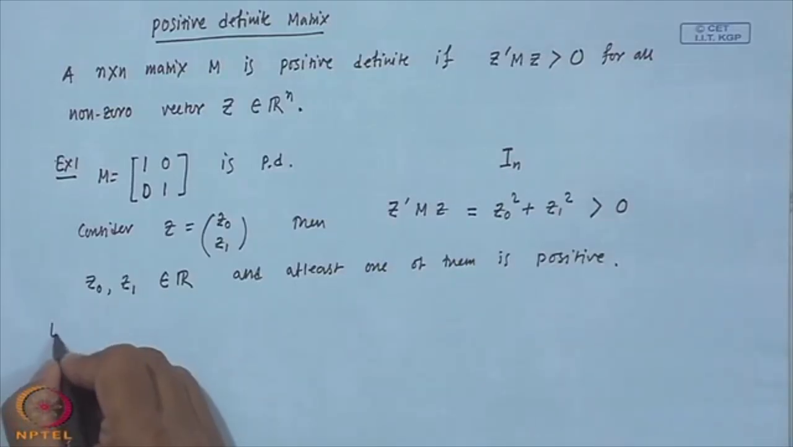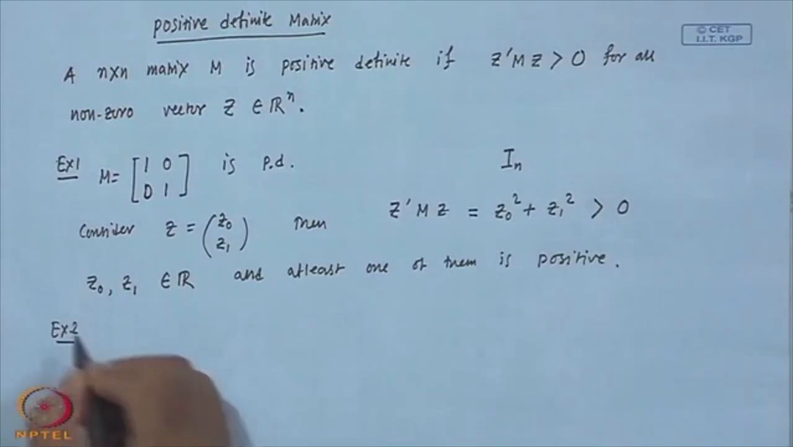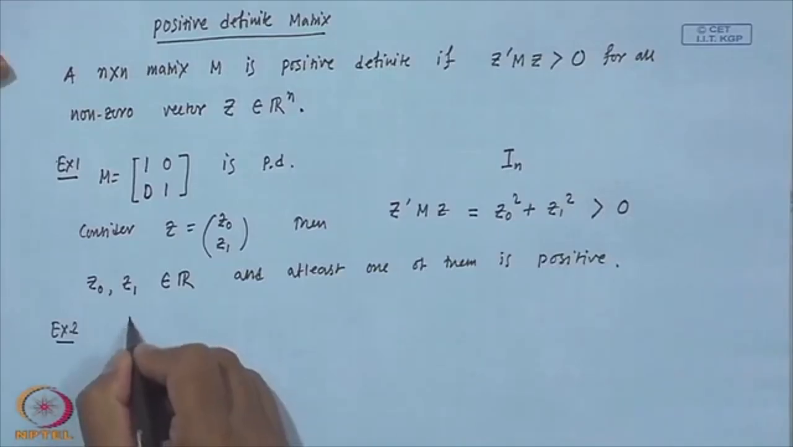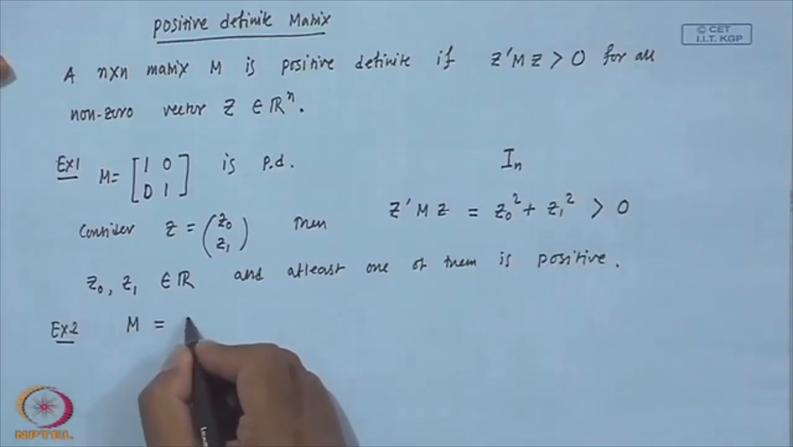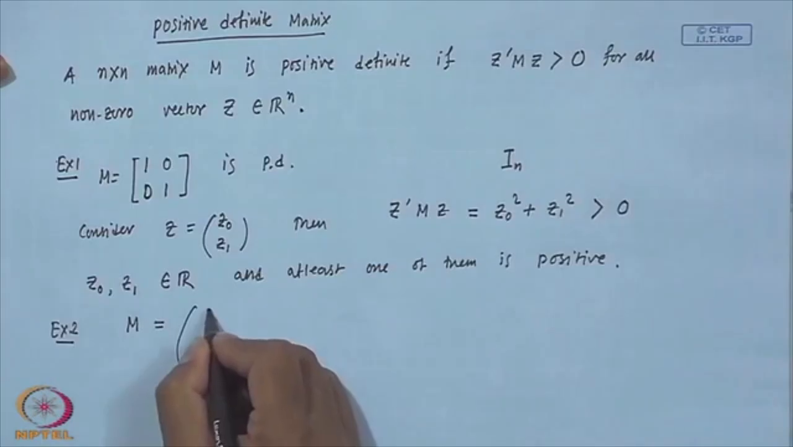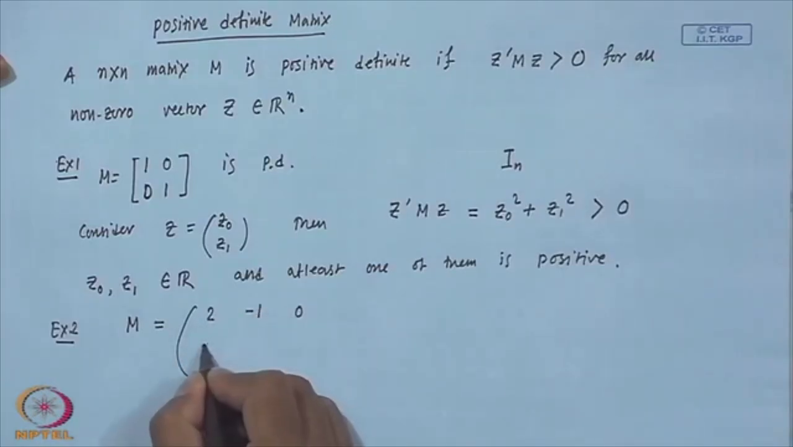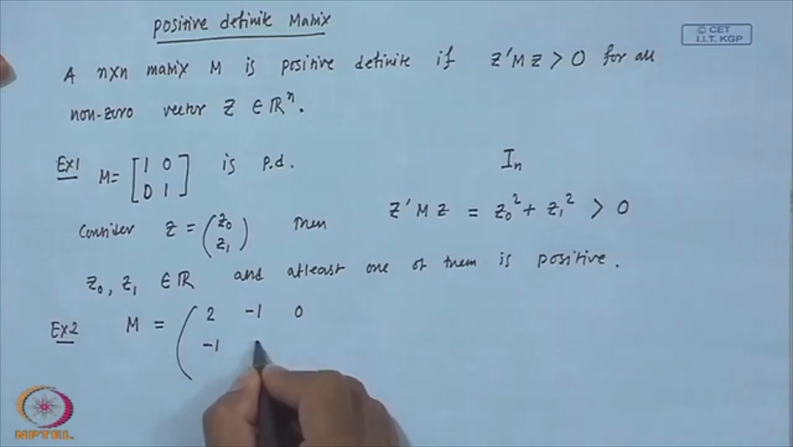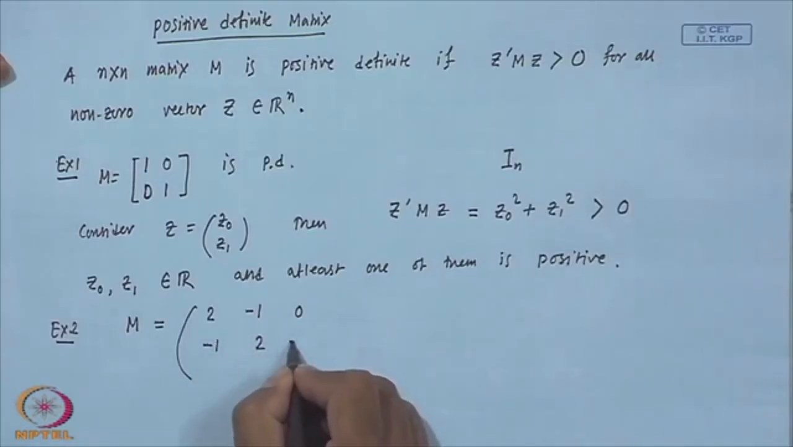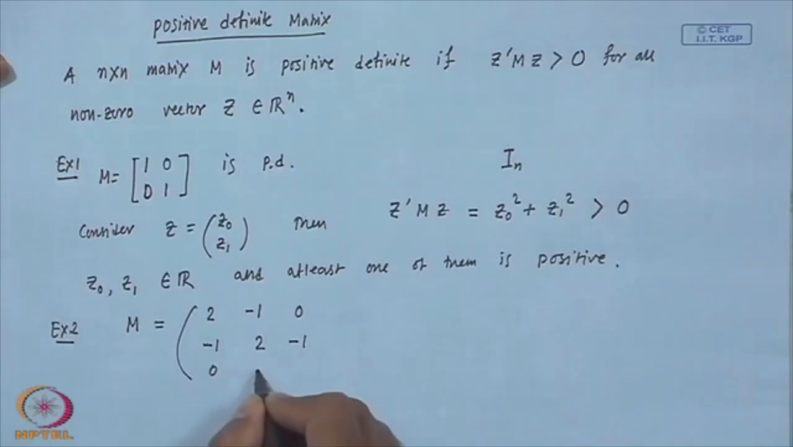Let me give one more example. Example 2, consider this matrix which is equal to 2 minus 1 0, minus 1 2 minus 1, 0 minus 1 2.